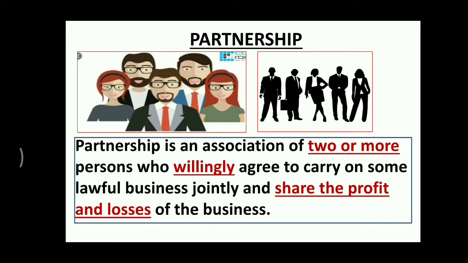Whenever a partnership business is done, before the business, an agreement is made between the partners, and that agreement should be made willingly, not forcefully. The partners carry on some lawful business jointly and share the profit and losses of the business as per the agreement. So what is partnership? Partnership is an association of two or more persons who willingly agree to carry on some lawful business jointly and share the profit and losses of the business.